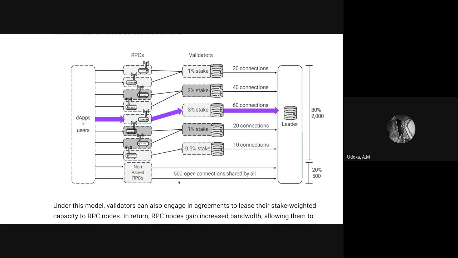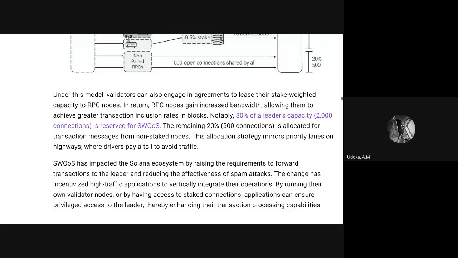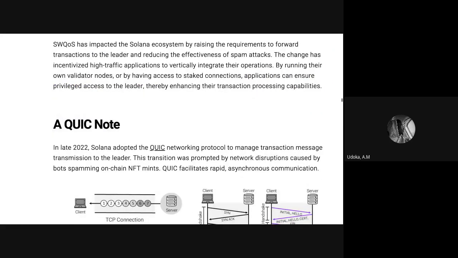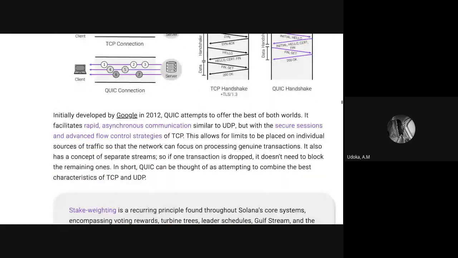We see that we have 500 open connections shared by all, and then we see validator 1 has 1% stake with just 20 connections. Validator 2 has 40 connections. Validator 3, and so we see how the information flows through the most relevant validator at the moment for processing. Now, I'm going to quickly skip this.